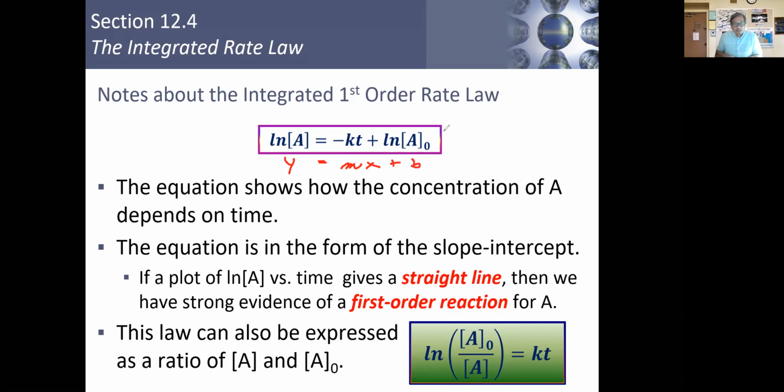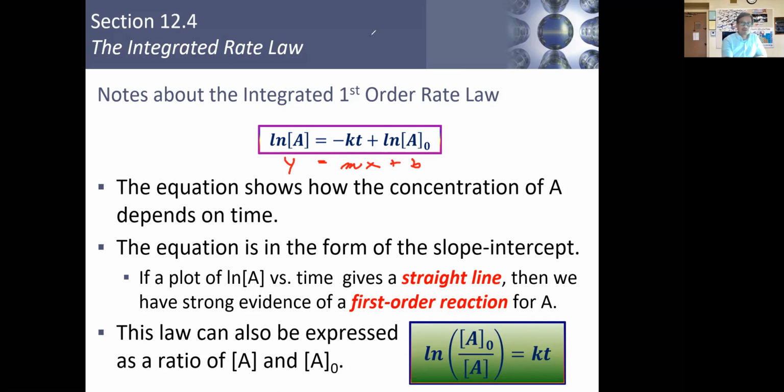The natural log of A naught is going to be your y-intercept, which means when we plot this, you can imagine that we're going to be plotting the natural log of concentration versus time. Okay, so when we plot this, we should get a straight line. So the cool thing about this, and let me go ahead and share this with you on the side.